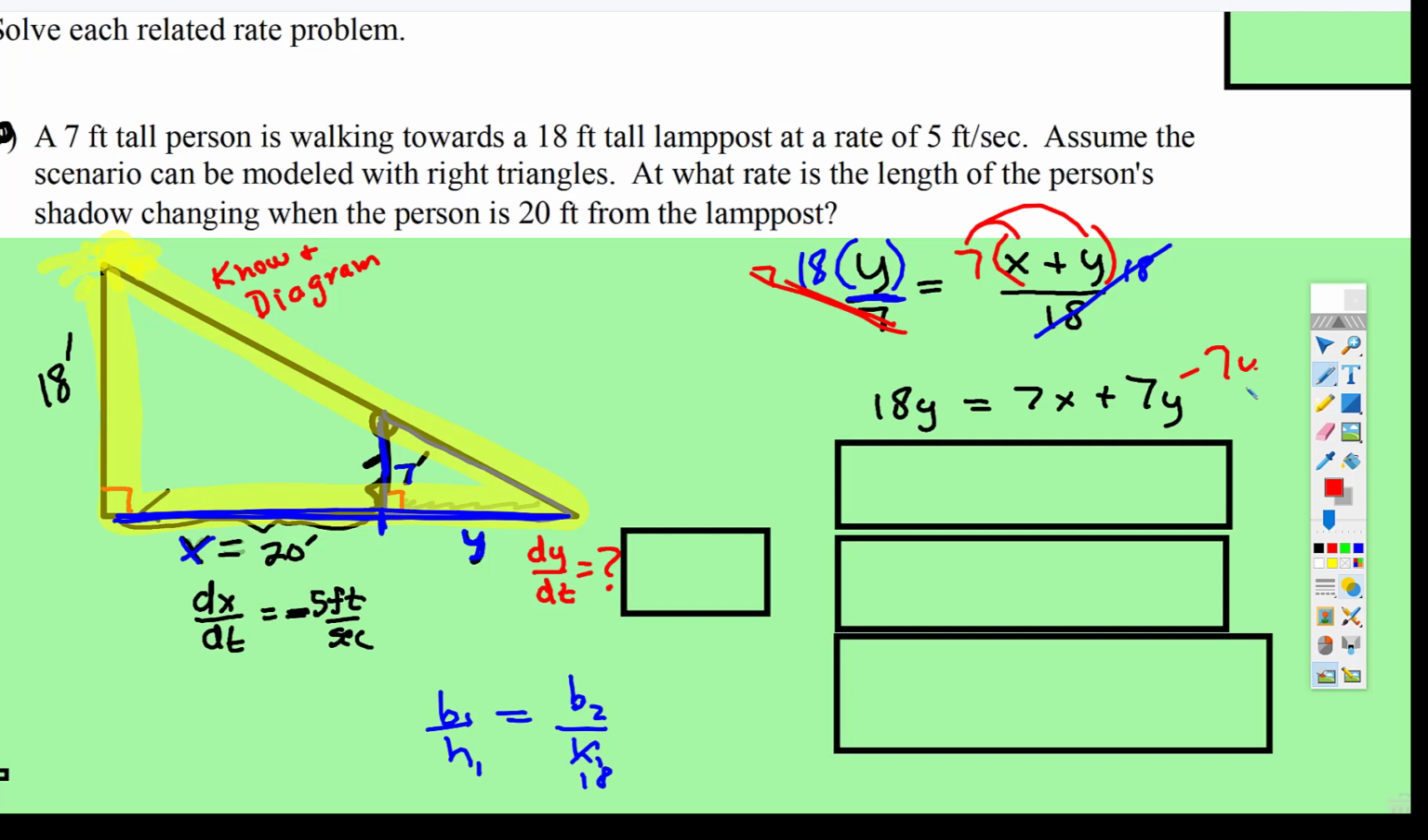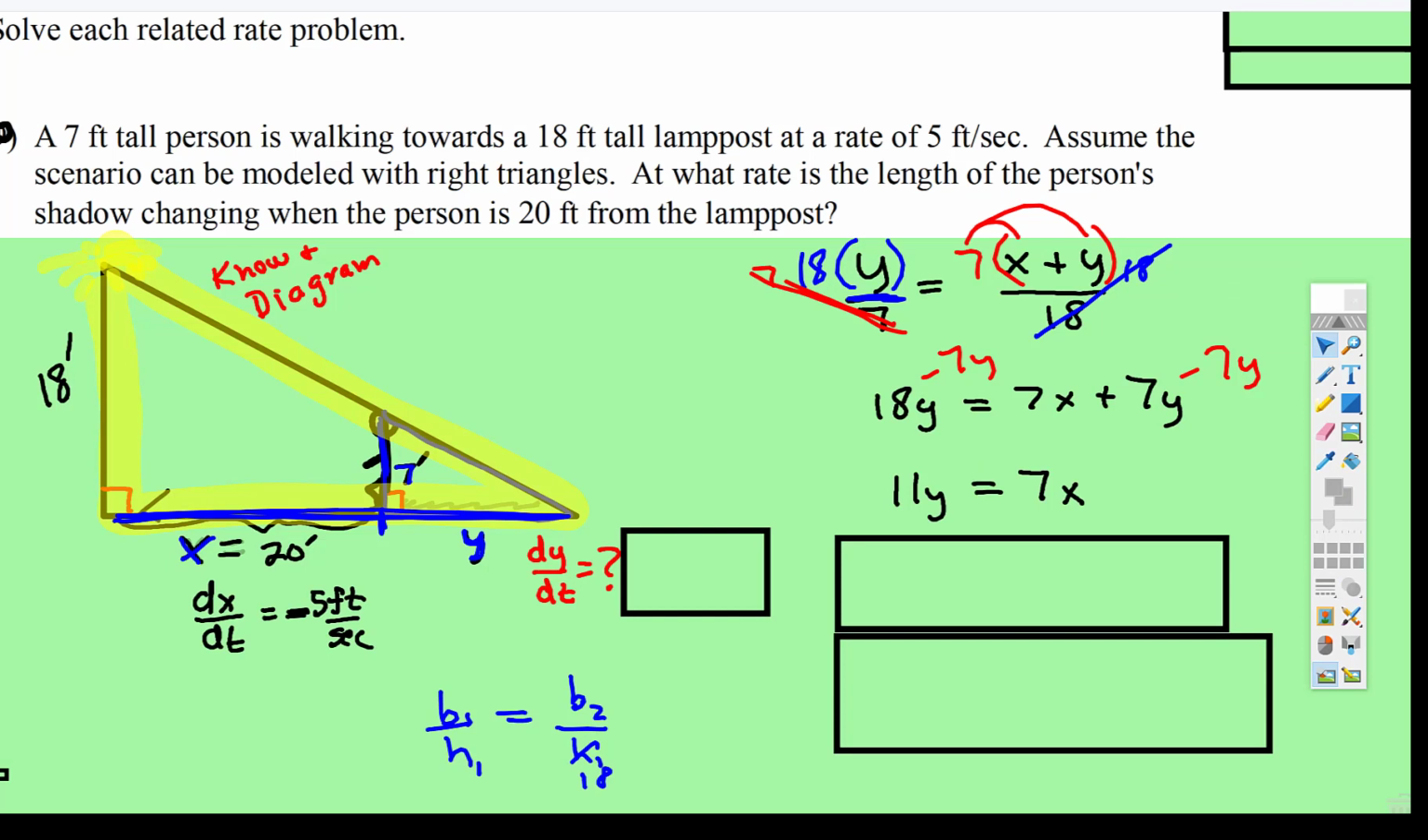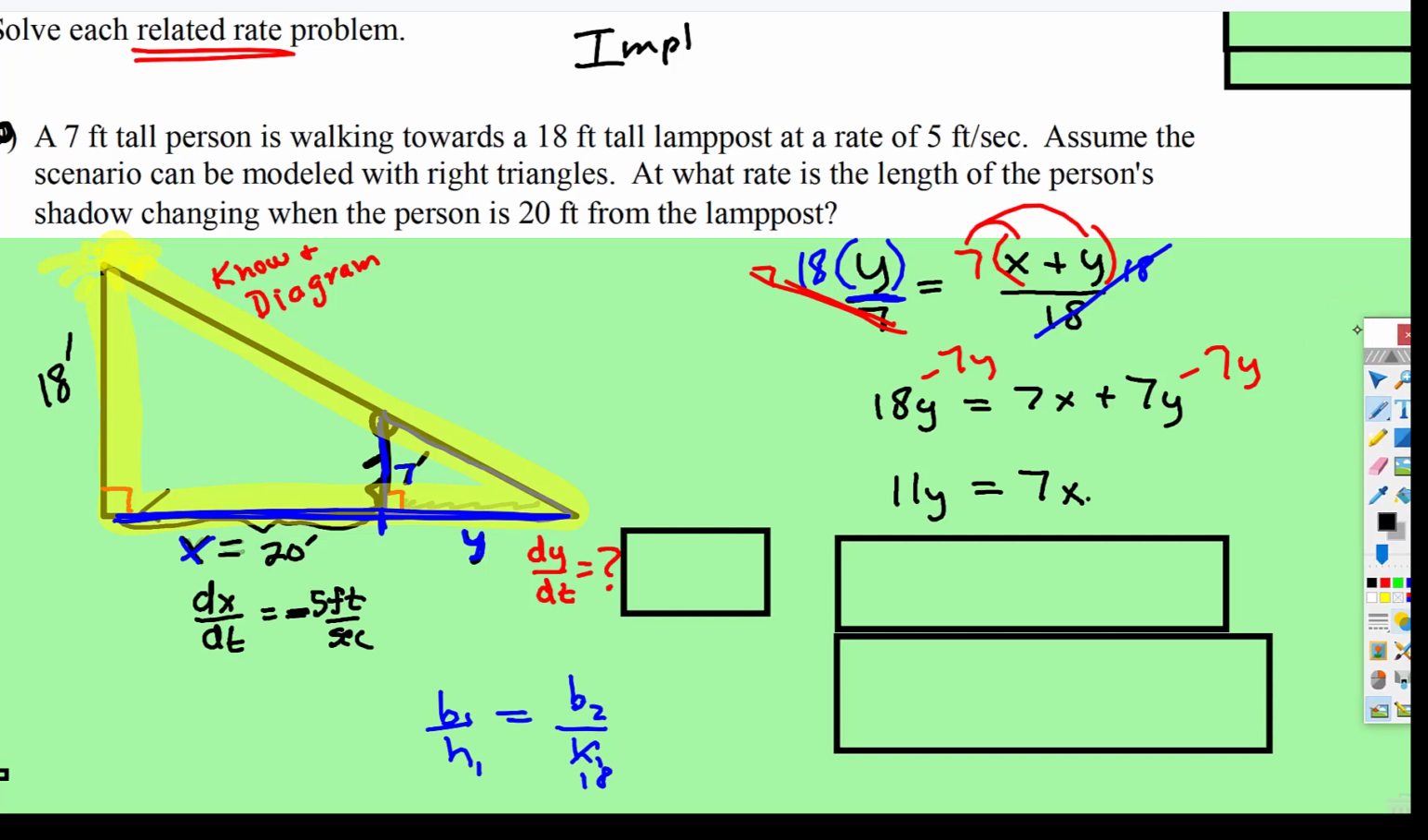So let's get the y's to the same side. Now what we have is 11y is equal to 7x. And remember, every time you have a related rate, you use implicit differentiation. But now you actually have two rates. You have dx/dt, and you're finding dy/dt. So you actually have to use implicit differentiation on both of these. The other times, the other part is kind of invisible. Most of the time professors don't have you write that.